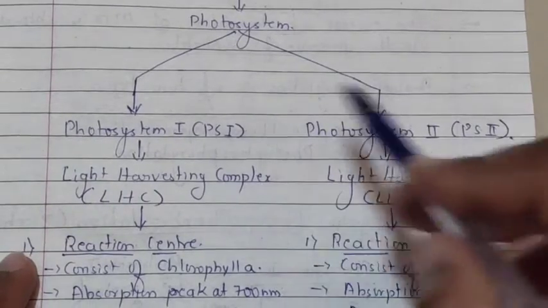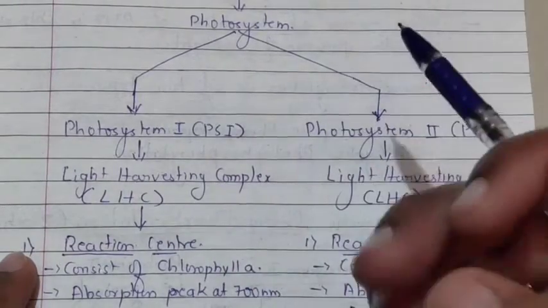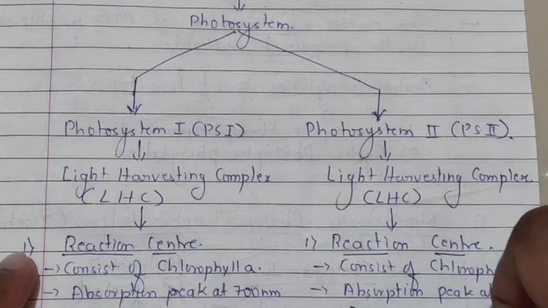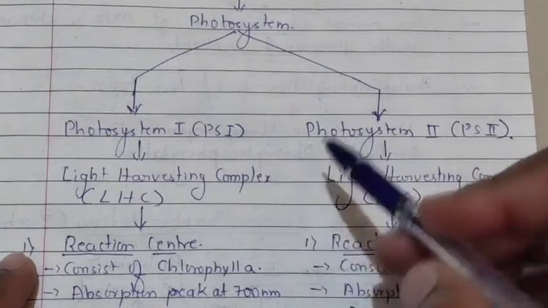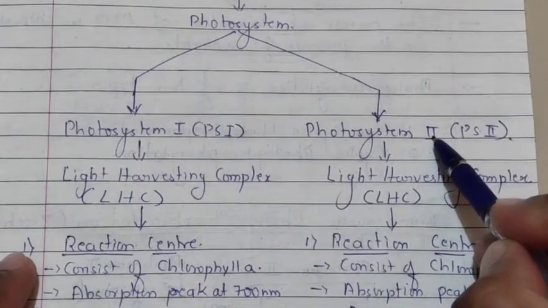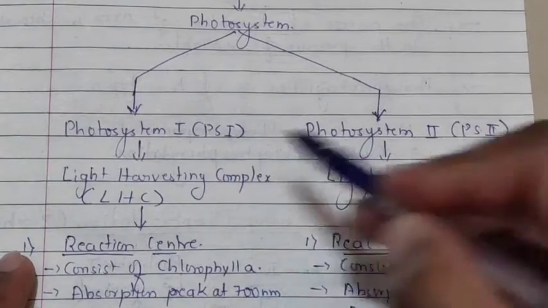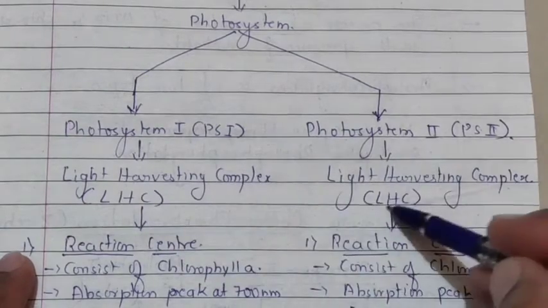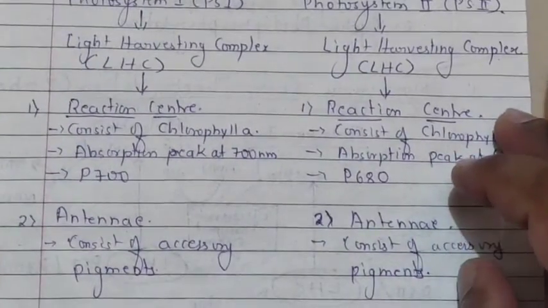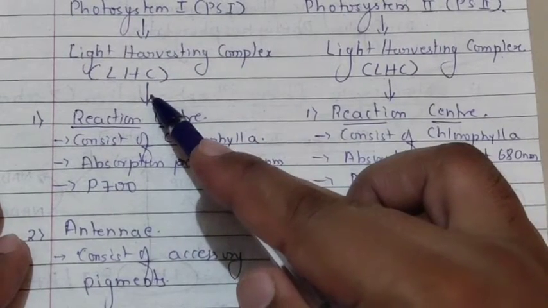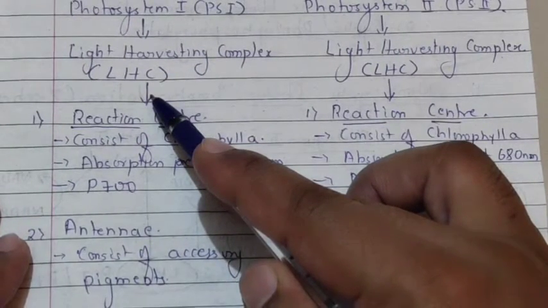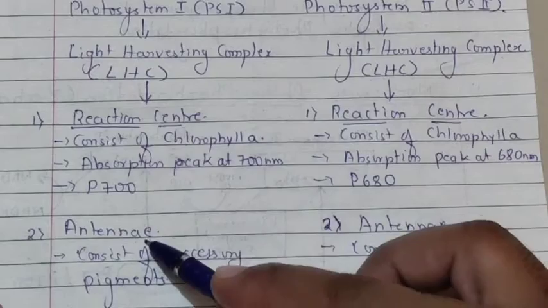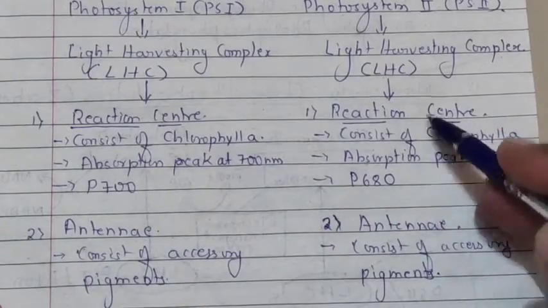Clear? So each photosystem is having a light harvesting complex. They are collecting the light energy. Both photosystem 1 and photosystem 2, PS1, PS2, both are having what? Light harvesting complex, LHC. Clear? So, light harvesting system, just now we have seen in the diagrammatic representation, it consists of two components, reaction center and antenna. Here also reaction center and antenna.